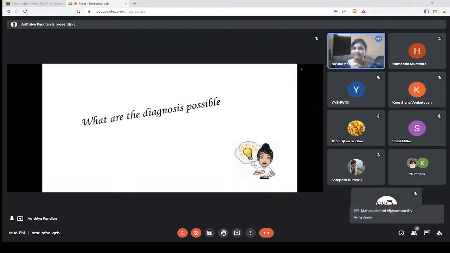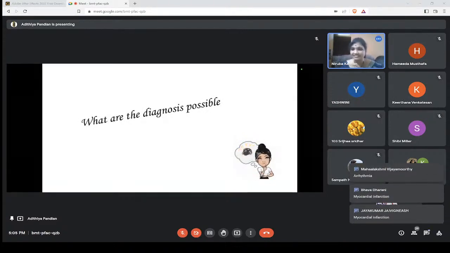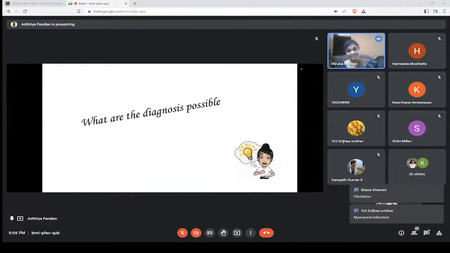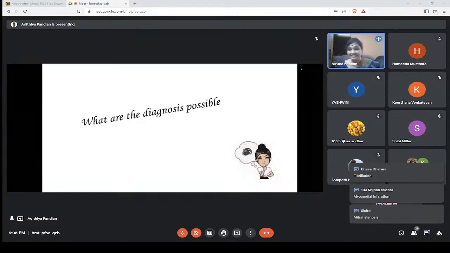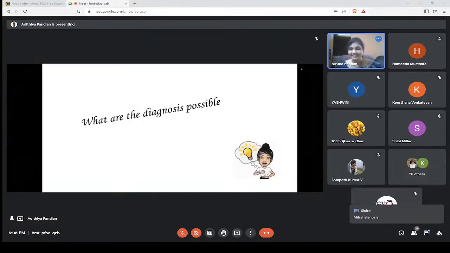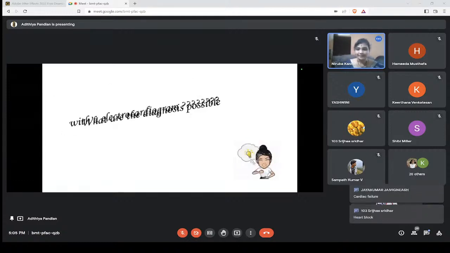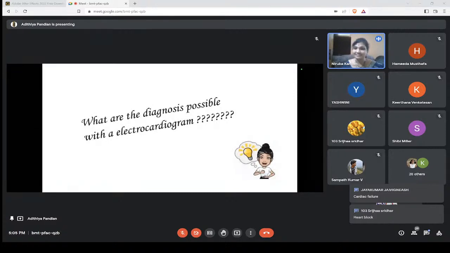Okay, arrhythmias, very good. Mahalakshmi has answered. Myocardial infarction, very good. Infarction, yes. So we can get some 29 responses from everybody. Whatever, even if it is a repetition, not a problem. Fibrillation, infarction, yes. Stenosis, good. Cardiac failure, very good. Heart blocks, very good. Okay.